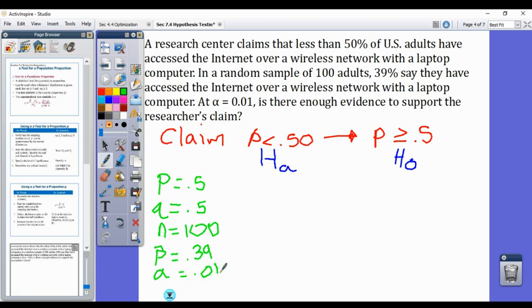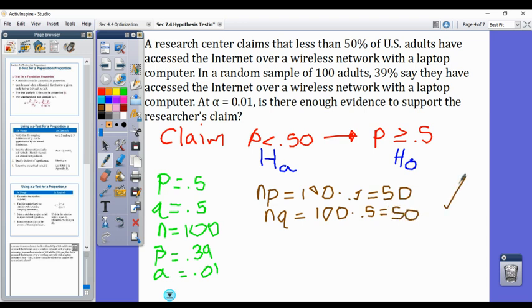Okay. So now that I've written all of that down, let's go ahead and perform the check. We're going to be doing n times p, which is 100 times 0.5, which is 50. And in this case, n times q is going to give me the same thing. It doesn't always happen that way, that they're exactly the same. But 100 times 0.5 is also going to be 50. So this is good.